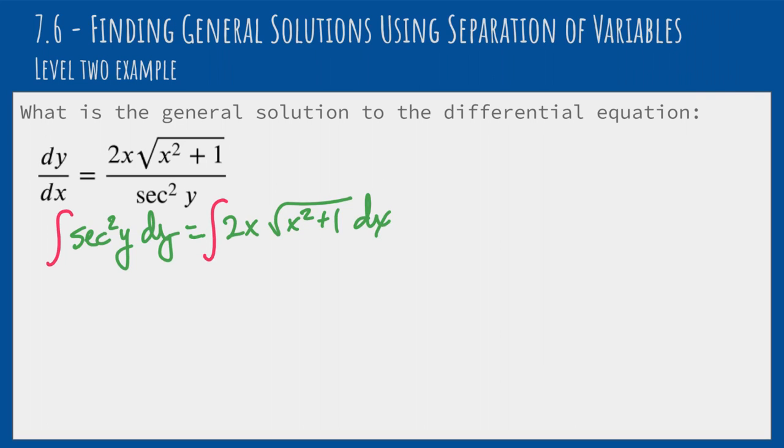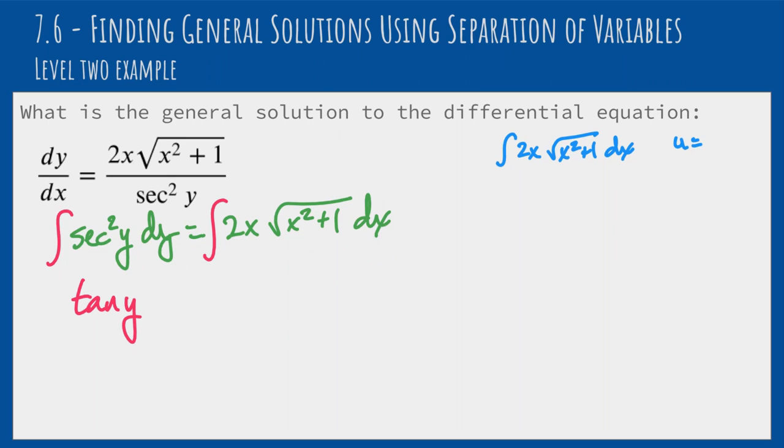No troubles so far. Antiderivative of secant squared is tangent of y. Here's where we're going to run into trouble though. Taking the antiderivative here, we're actually going to need to use substitution. So I'm going to go off to the side and I'm going to evaluate this expression right here as side work. So this antiderivative, I'm going to use substitution to evaluate.